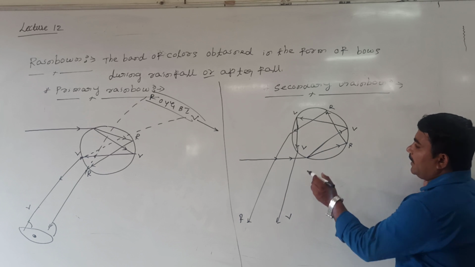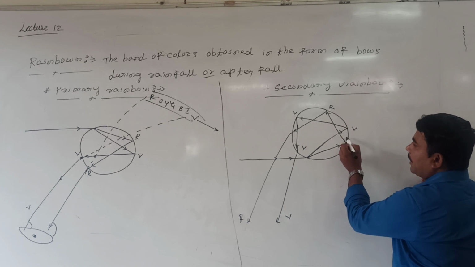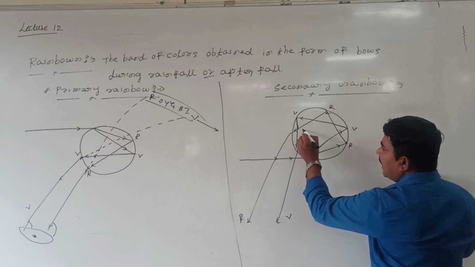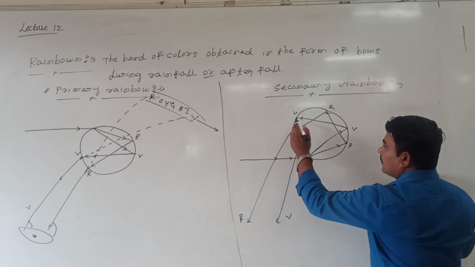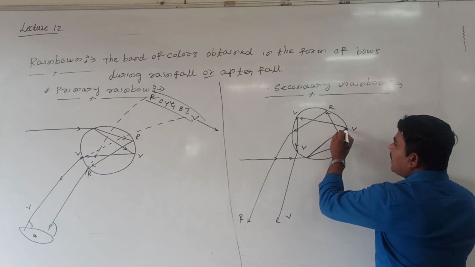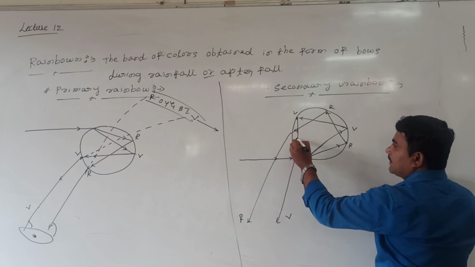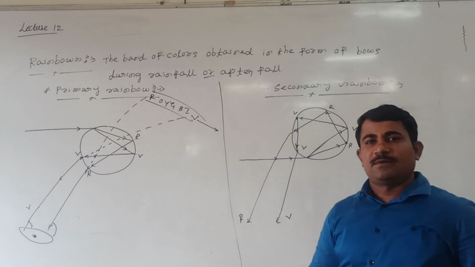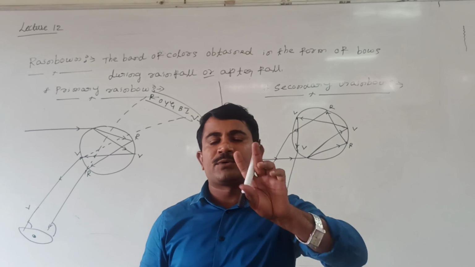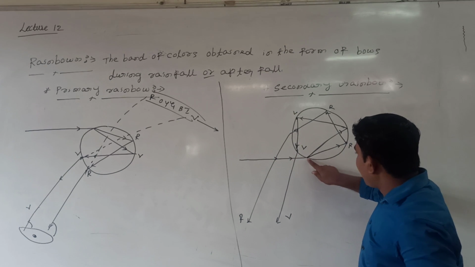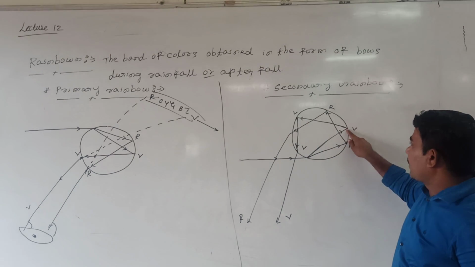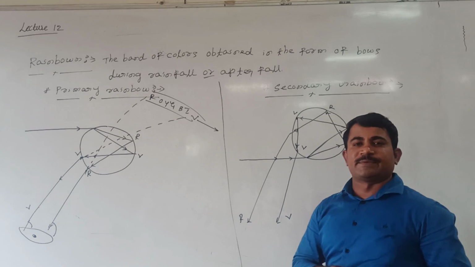Similarly, see here, when the ray of light is incident at this point and at this point, light can bounce back in the same medium, and here also light can bounce back in the same medium. Similarly, the same takes place here also. I mean, the secondary rainbow appears due to 2 total internal reflections and 2 refractions. Here also refraction takes place, but in this case total internal reflection is possible.